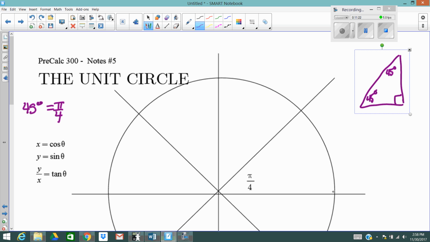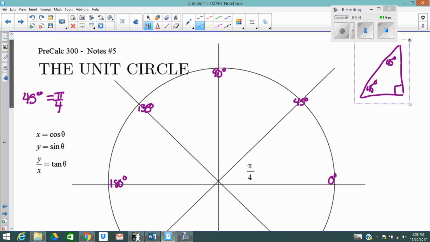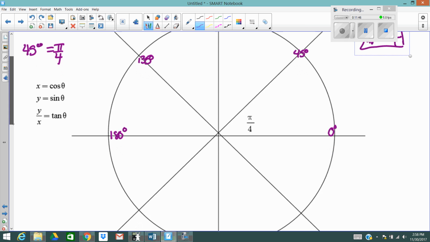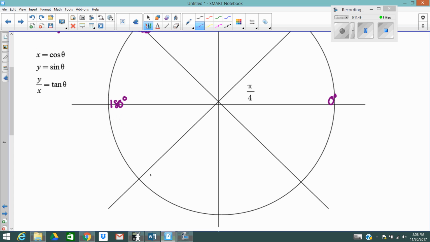So we have 0 degrees. This is 45 degrees. 45 plus 45 is 90 degrees. 90 plus 45 is 135 degrees. 135 plus 45 is 180 degrees. And, oh, I can't even see my whole circle. 180 plus 45 is 225 degrees. 225 plus 45 gives us 270 degrees. 270 plus 45 gives us 315 degrees. And then I'm back at 360 or 0.